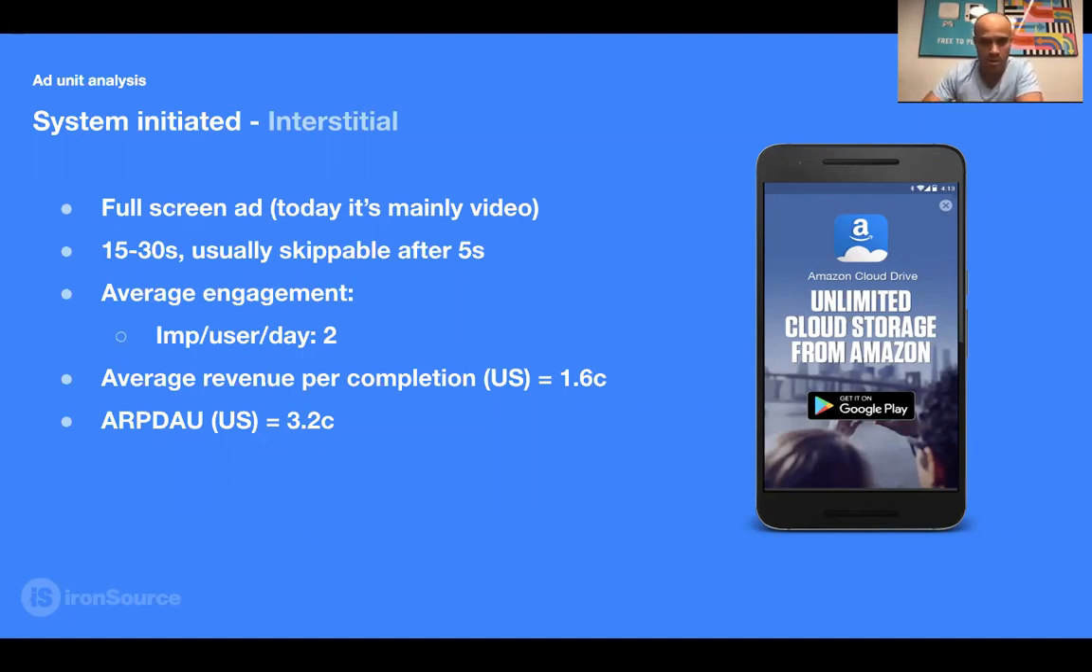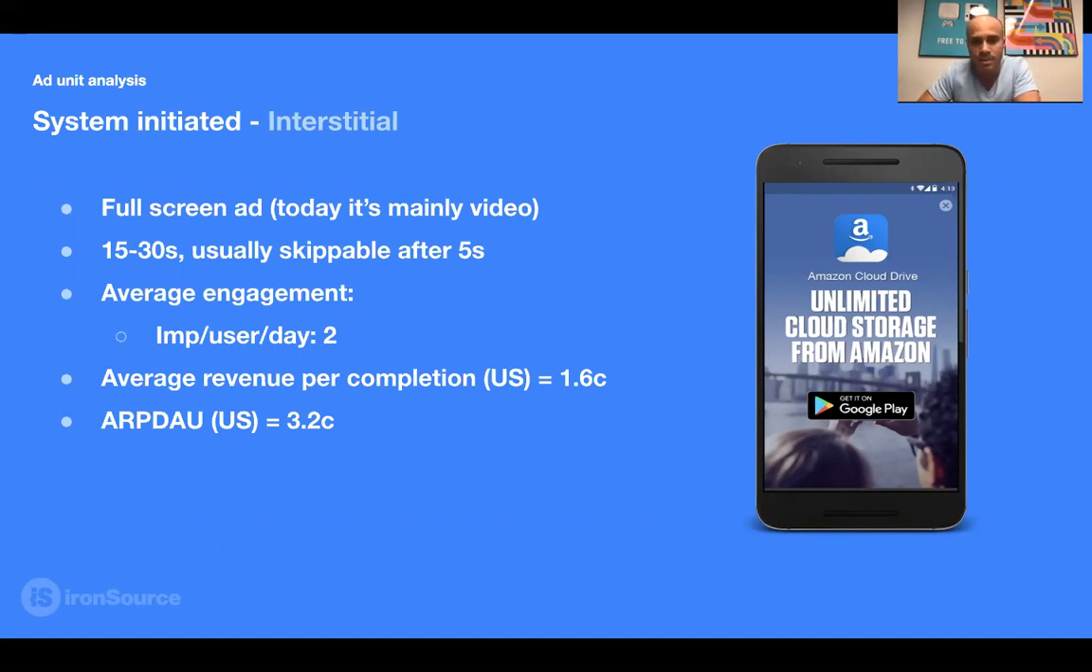Again, just like rewarded video, it is your decision. You can make them non-skippable. You can make them skippable right away. You can make them skippable after 5, 10, 15 seconds, your call. The best practice is 5 seconds. By the way, as you make it more non-skippable, then your ARPDAU will go up because completion rate will be higher, but your retention might get lower. So you want to balance between these two edges, and we will touch on it.